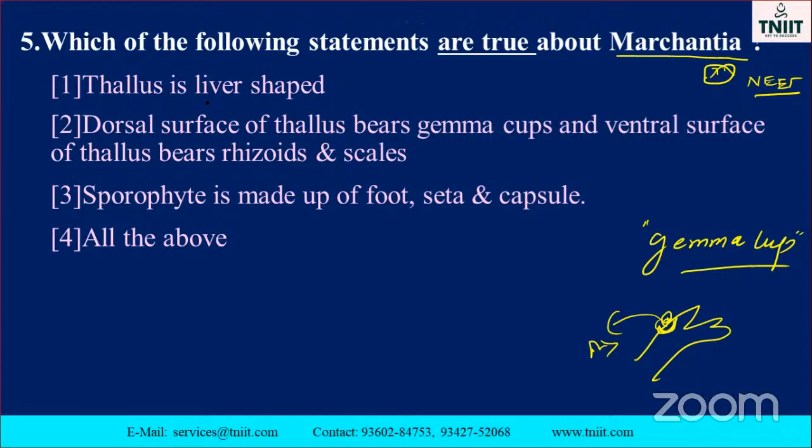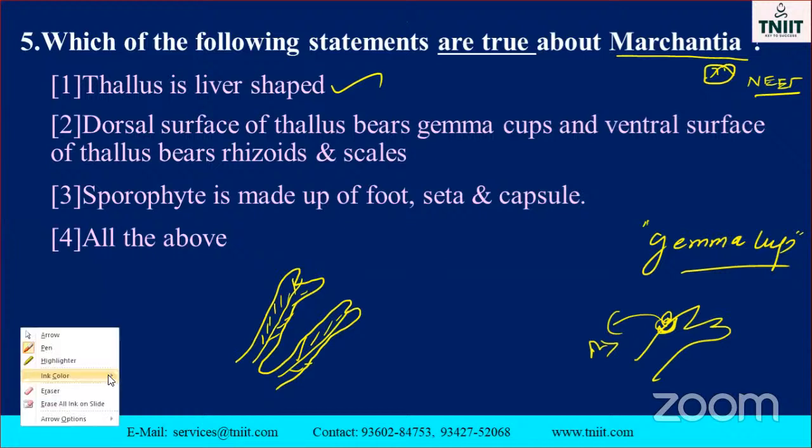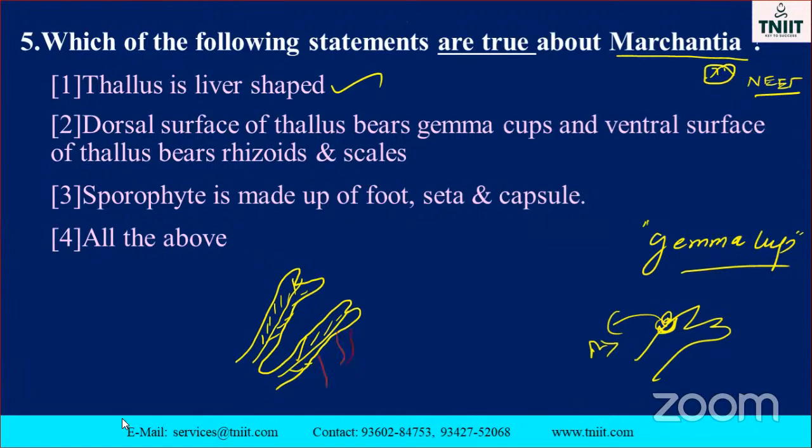See which is the correct one. Thallus is liver shaped. Okay, this one is called liver shaped. See the structure, it will be like this. In the center there is a small rod-like structure, and also small liver-shaped structures. And also there are so many hair-like growths present. What is that hair-like growth? That is called mycorrhiza. Don't forget, my dear students.